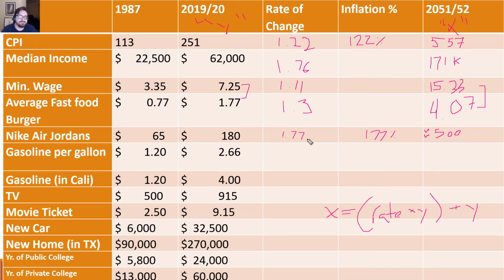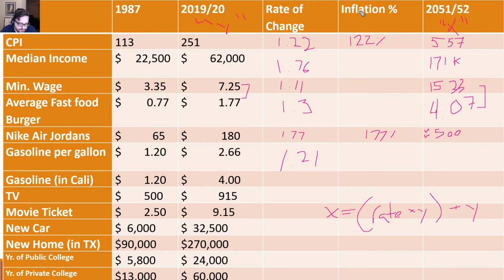Gasoline per gallon. This is 2019's gas prices. COVID messed the gas prices up quite a bit. But look at back in 1987, gas was $1.20 a gallon. Dang. Okay. So 2.66 minus 1.2, divided by 1.2. There we go. 1.21, my rate of change. That's pretty dang close to my CPI rate of change. 121% inflation rate, okay.